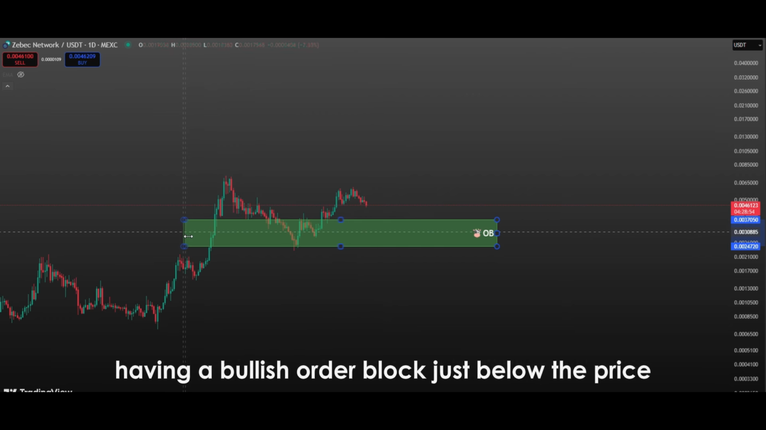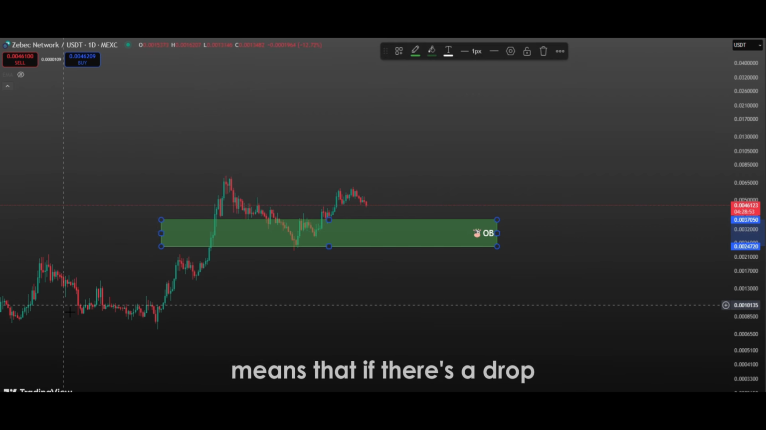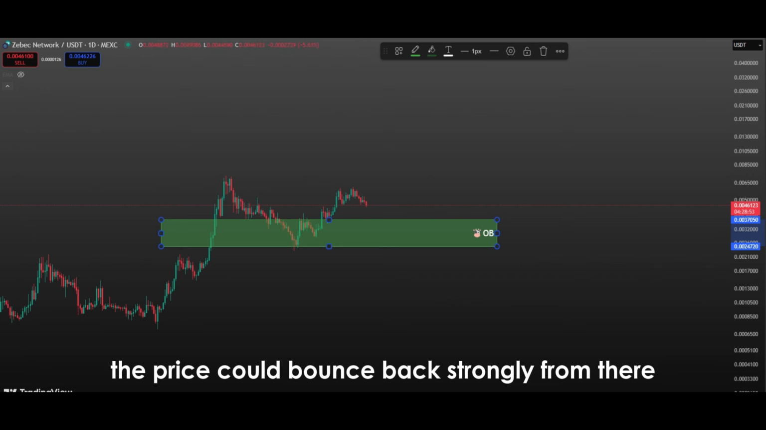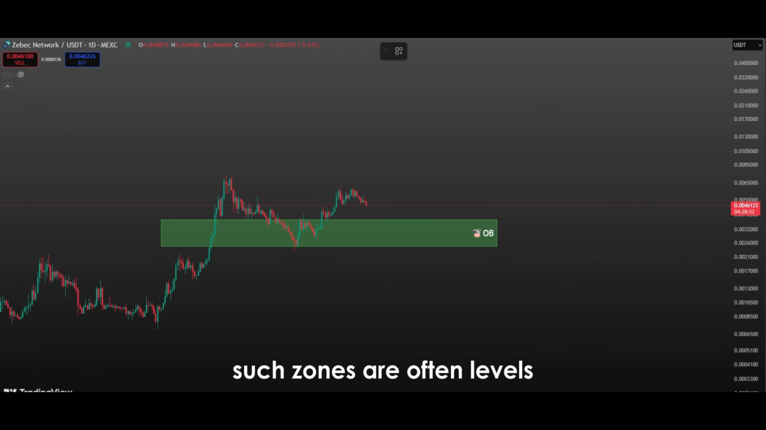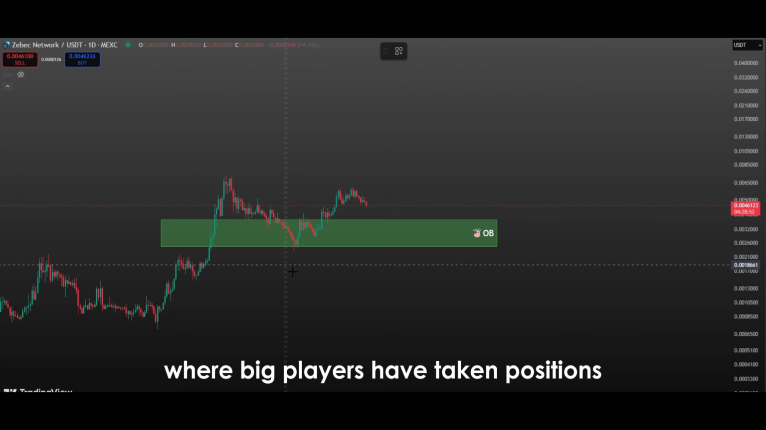In the current scenario, having a bullish order block just below the price means that if there's a drop, the price could bounce back strongly from there. Such zones are often levels where big players have taken positions in the past.